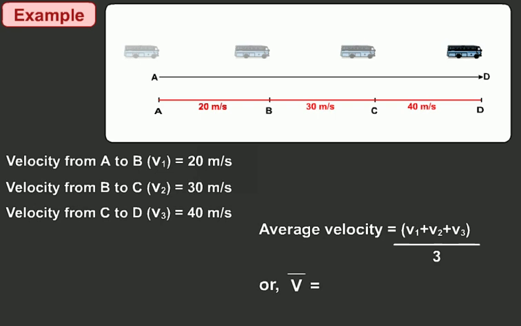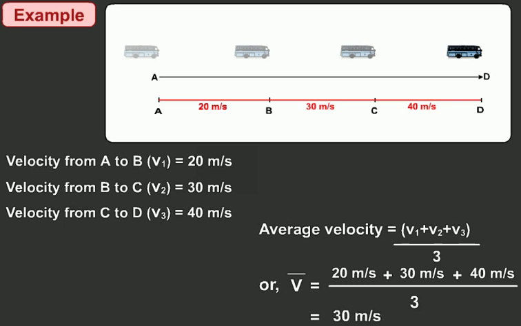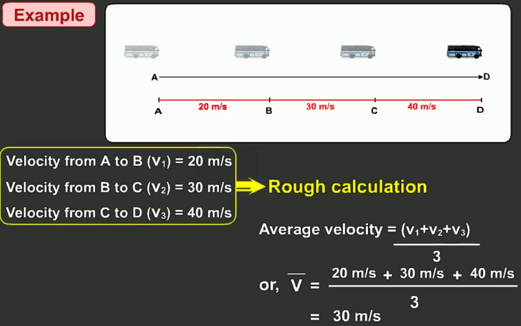Or V bar is equal to 20 meters per second plus 30 meters per second plus 40 meters per second divided by 3 is equal to 30 meters per second. It is a rough calculation, as it is not clear in the example for how much time the bus gets the velocities of 20 meters per second, 30 meters per second, and 40 meters per second.